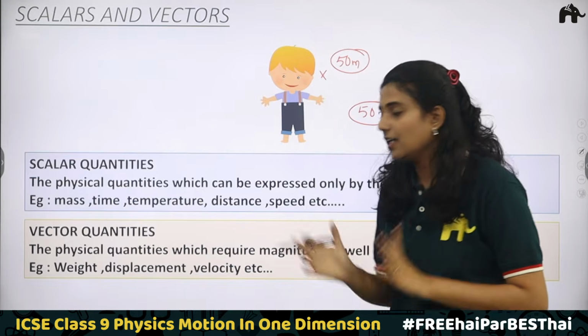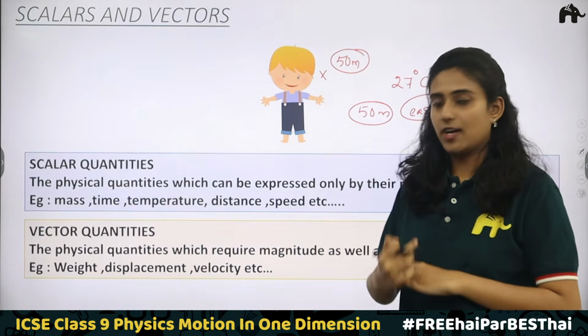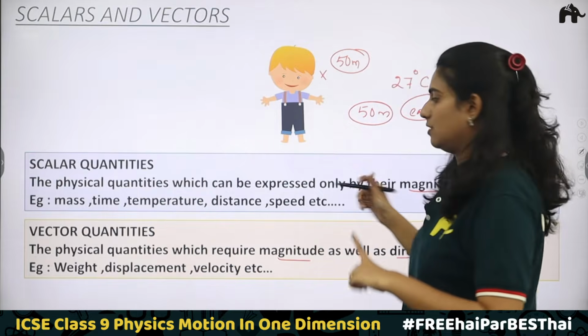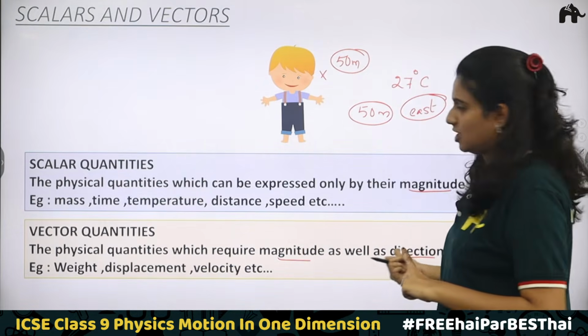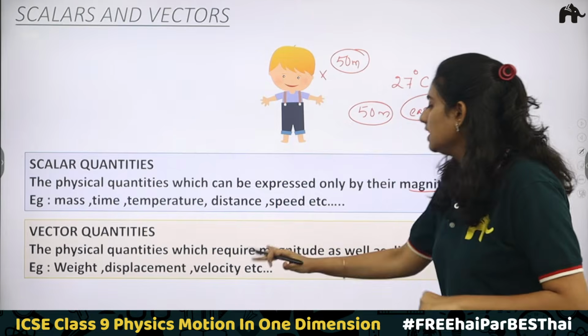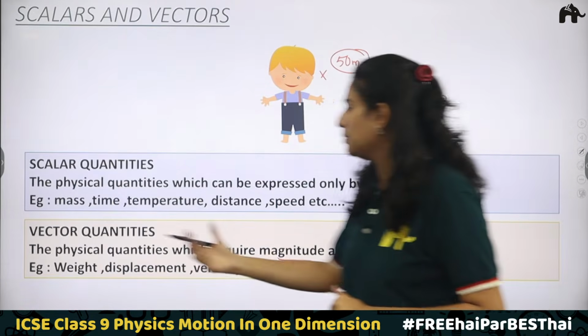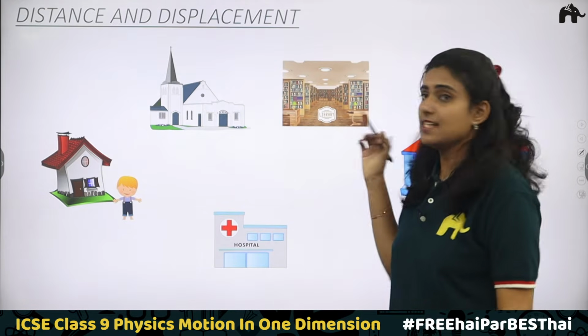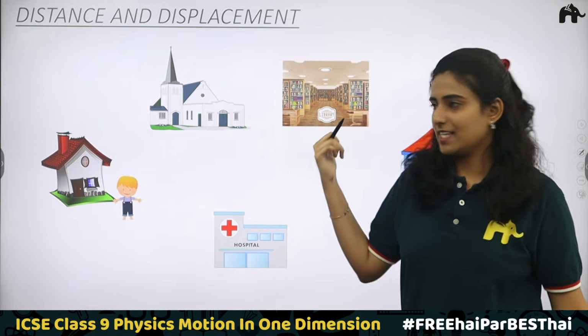What about vector quantity? The physical quantity or measurable quantities which require magnitude as well as direction, which depends on both magnitude and direction in this case. Okay, so these are called vector quantities. Example, weight, displacement, velocity, etc. Let us understand what distance and displacement is. Again, we'll take the example.